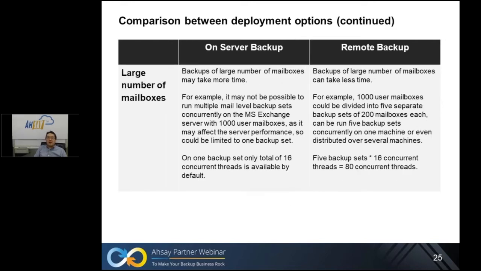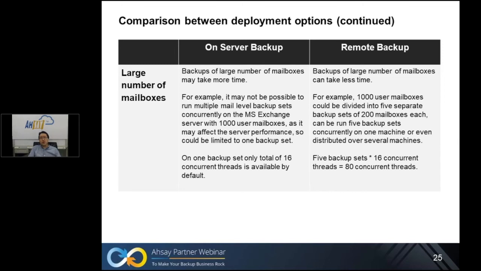Okay, let's talk about backup of large mailboxes. Now, the difference is that backup of large mailboxes could take more time if you're running a backup on the Exchange server. For example, it may not be possible to run multiple mail level backups concurrently on the Exchange server, for example if you're backing up 1,000 mailboxes, as it may affect the server performance. So you may be limited to just one backup set. And on one backup set, you can only have a total of 16 concurrent threads available by default.